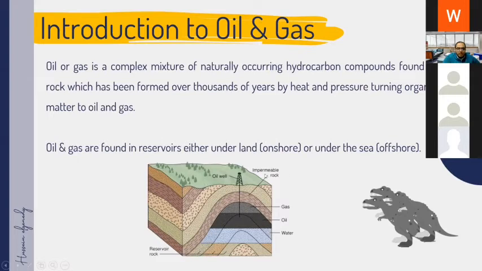Some reservoirs are found onshore, which means inland, on land, and the others are found under the seabed, which are called offshore reservoirs. This is an associated gas reservoir, which consists of water, oil and gas. The phases must be arranged like that because the density of the water is higher than the oil and the gas.